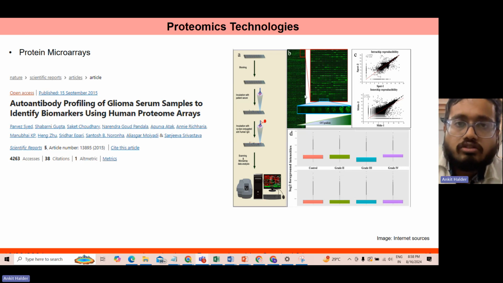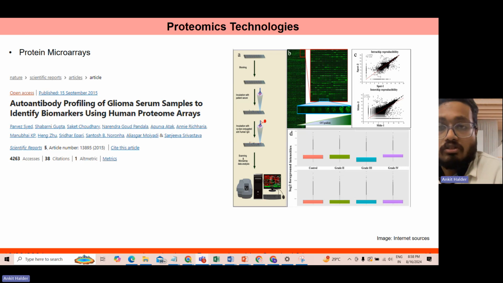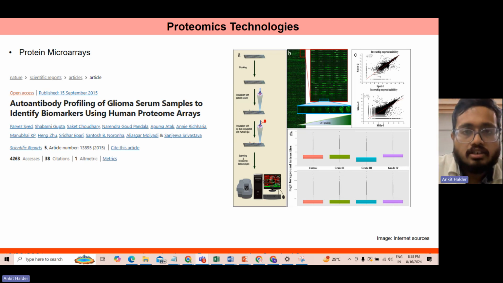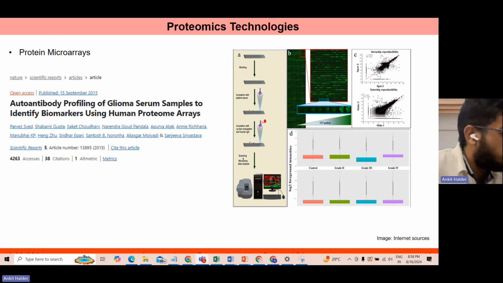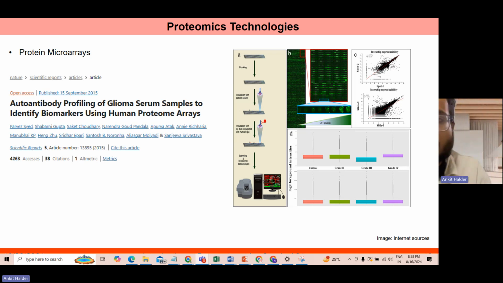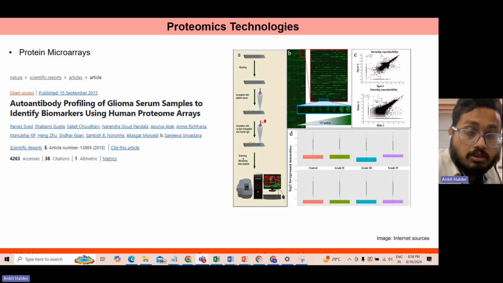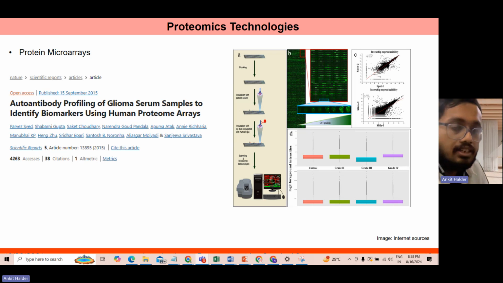So early diagnosis can be a huge boost to the society. These are some of the technologies, apart from the gel-based and mass spec-based technologies, that can also be used to study and understand the proteome expression at the systems biology level as well.